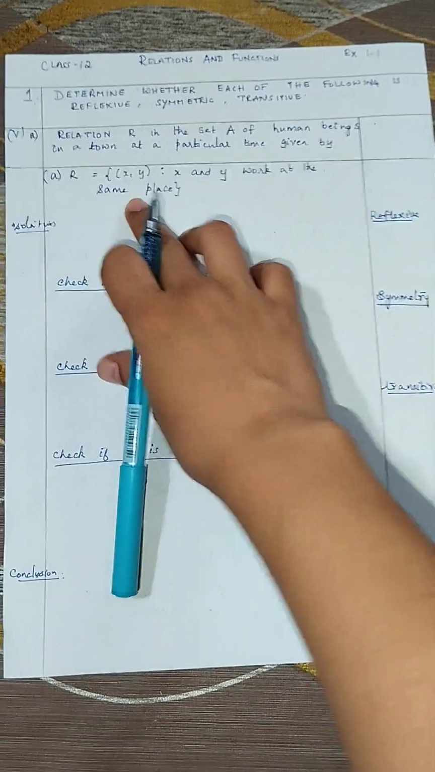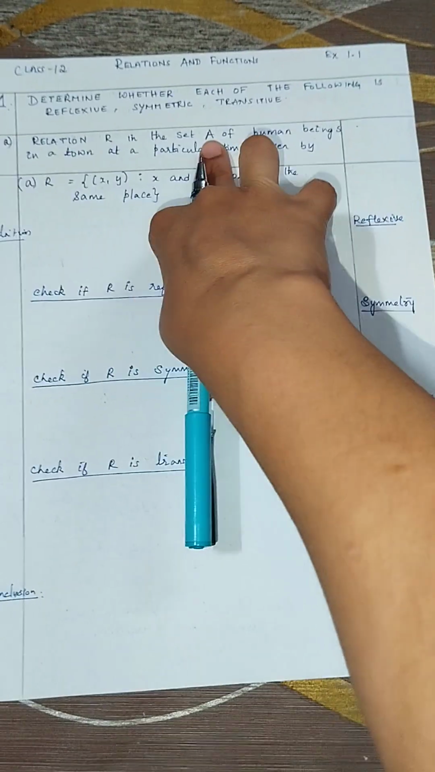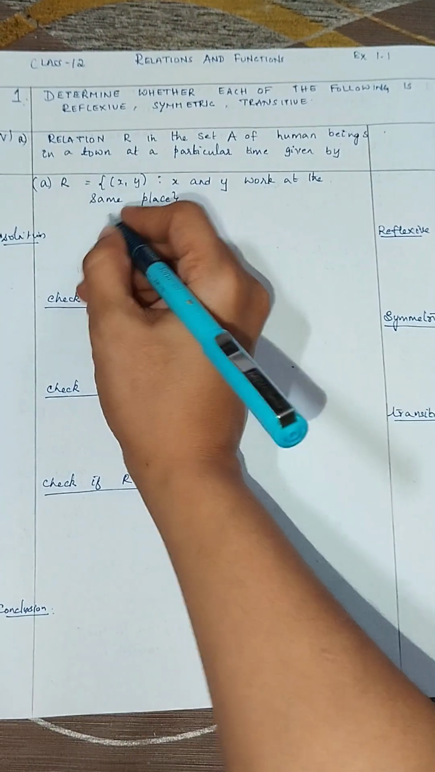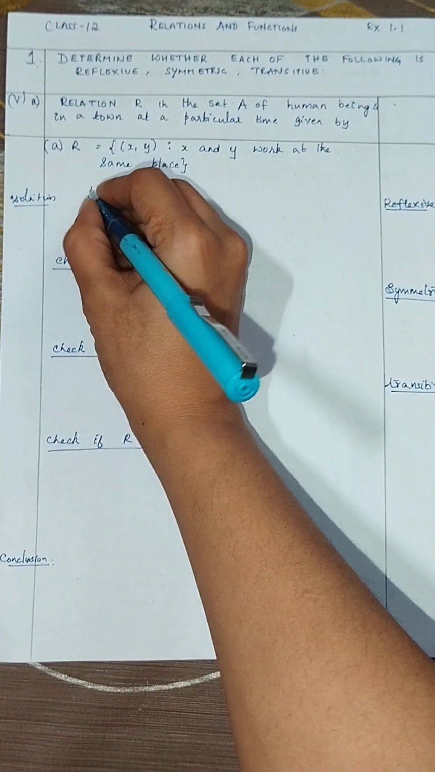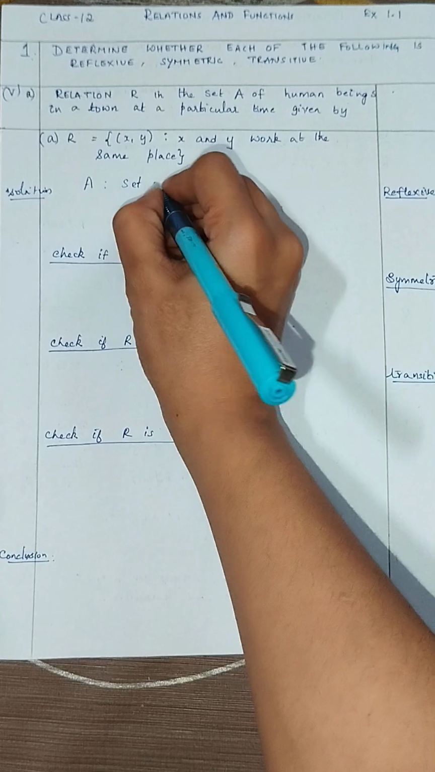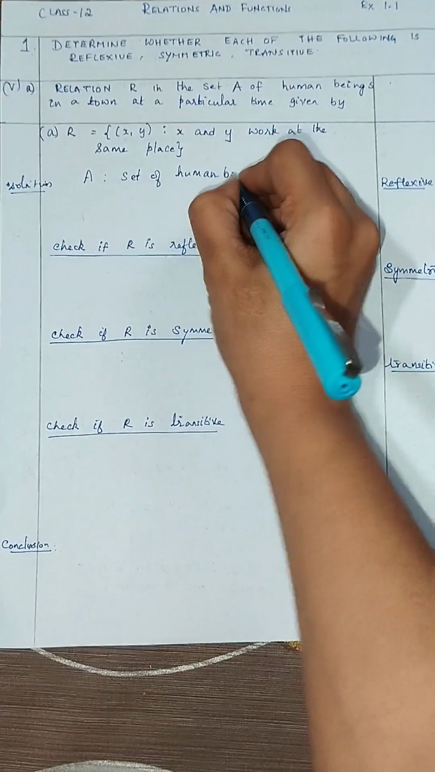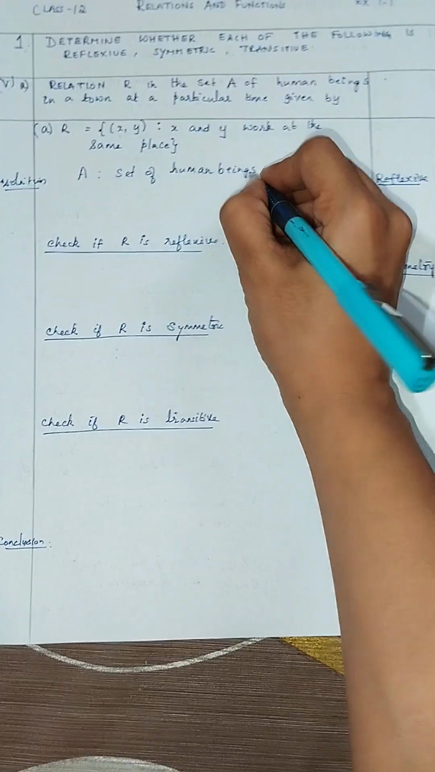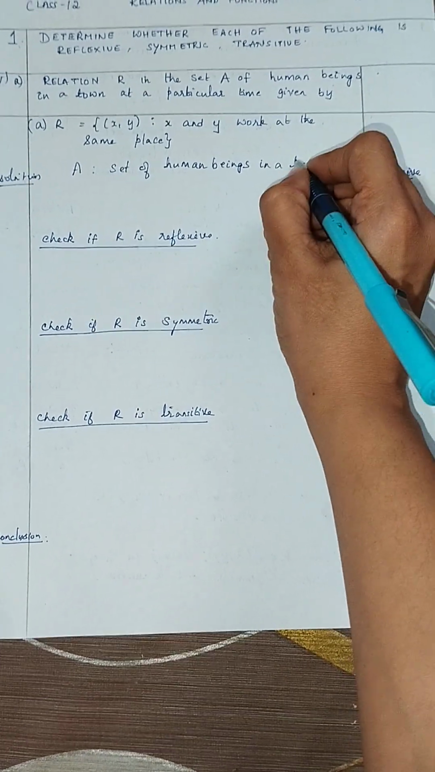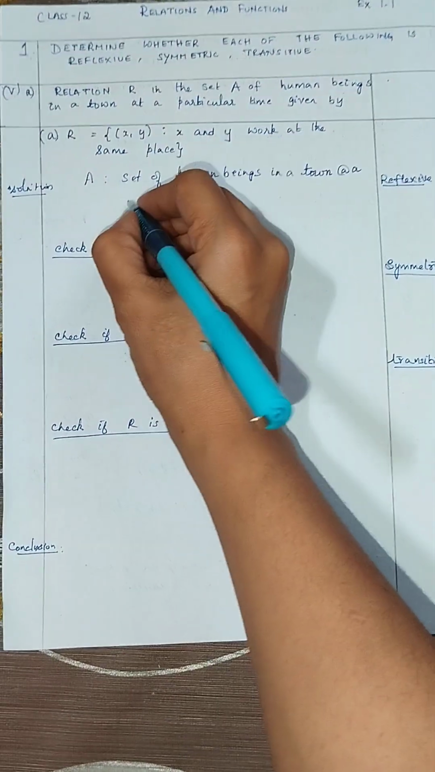See, in each and every question, the common thing is you should know the set that is given to you and how the relation has been defined. So let us write what is the set they have given. The set they have defined here is the set of human beings in a town at a particular time.